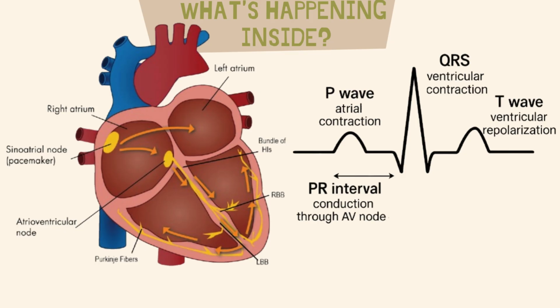From the AV node, the signal shoots down the bundle of His. It's a narrow highway through the interventricular septum. Conduction through the bundle of His is still part of the PR interval, but now we're transitioning right into ventricular conduction. The bundle of His splits into the right and left bundle branches, which run down the interventricular septum and coincidentally go to the right ventricle and the left ventricle.